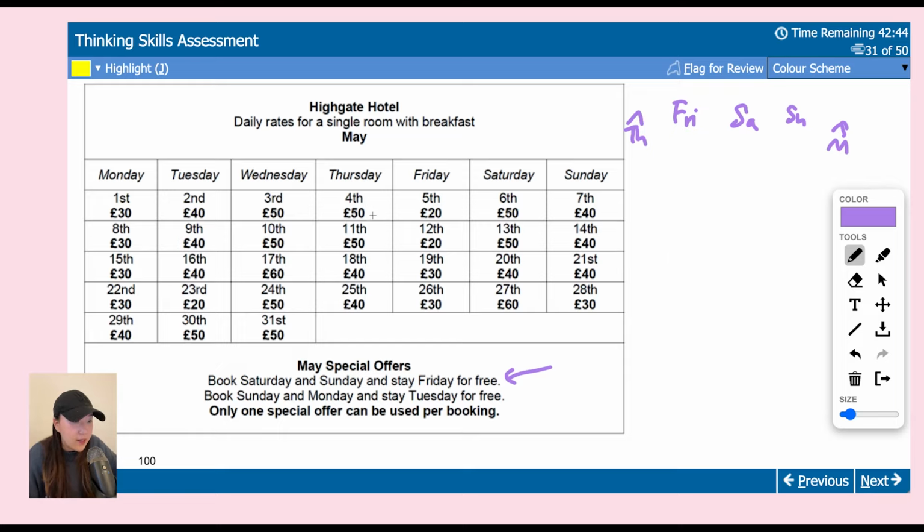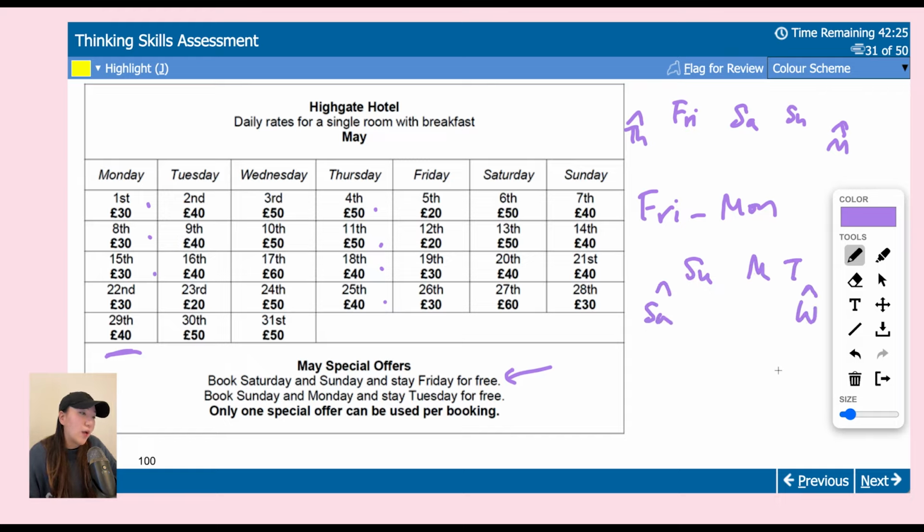If we look at Thursday, we've got 50-50, 40-40, and then Monday we've got 30-30, 30-30. So apart from this one, it's always cheaper on Monday. So for the first deal, we are always going to compare Friday to Monday. For the second deal, we do the same thing. So book Sunday and Monday and stay Tuesday free. So we can either do Saturday or Wednesday, right? And again, we just compare Saturday and Wednesday, 50-50, 40-60, Wednesday 50-50, 60, similar, okay?